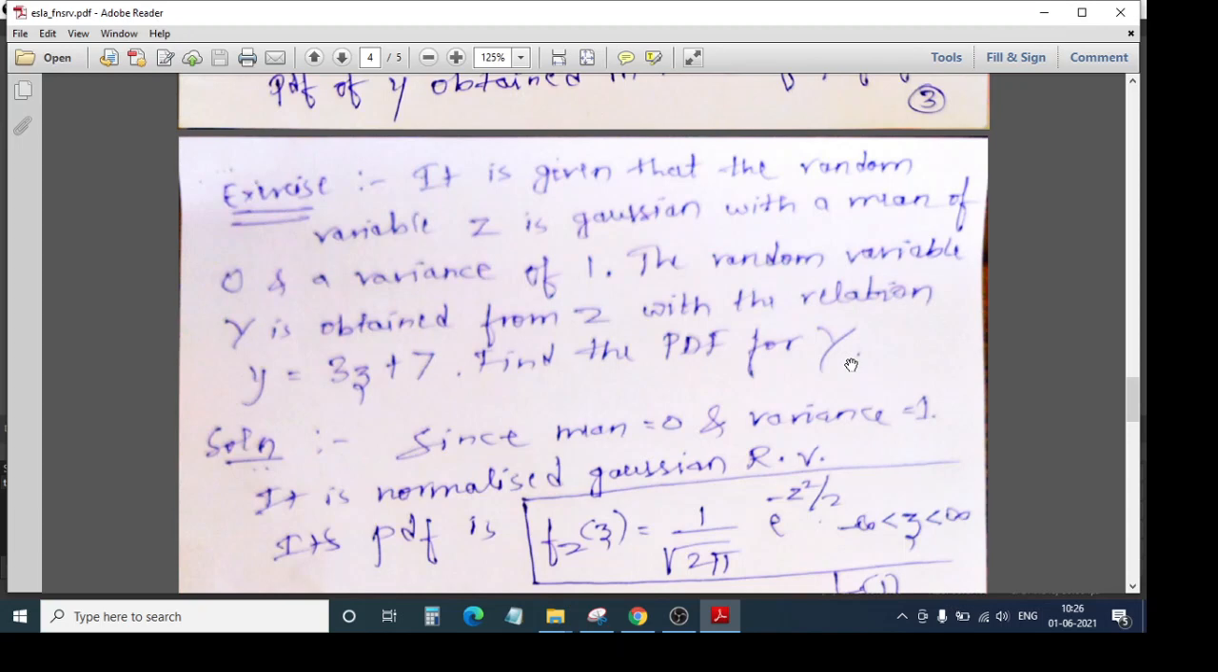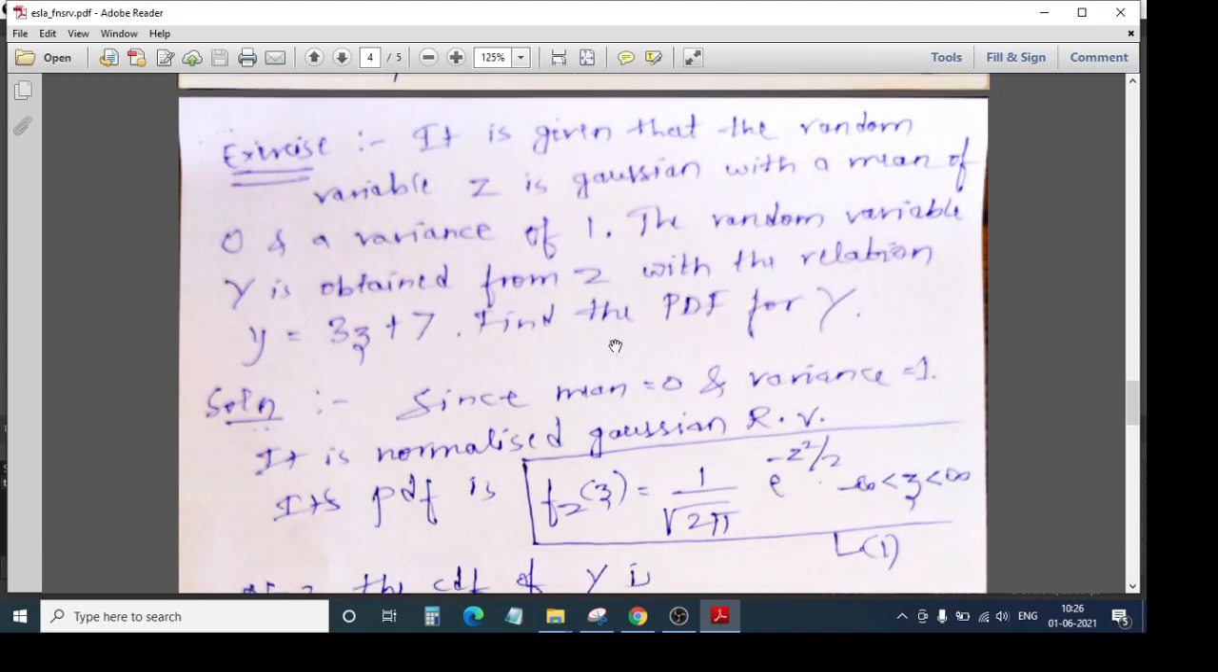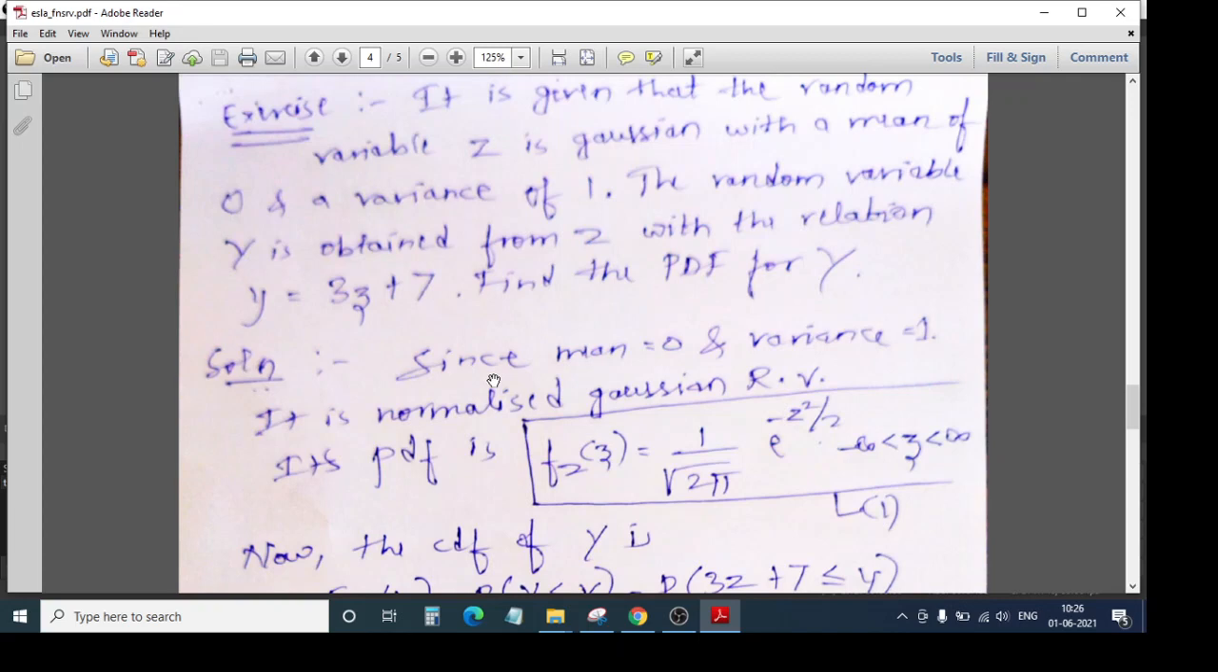If you observe it carefully, he has given us a Gaussian random variable whose mean is 0 and whose variance is 1. We need to obtain the random variable y from z using this relation: y is equal to 3z plus 7. And what is the question? He is telling us to find the PDF for y. So let us try to see the solution, how it goes.